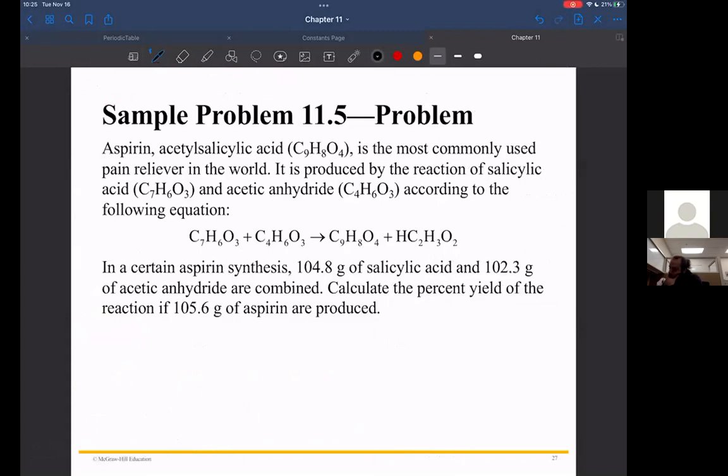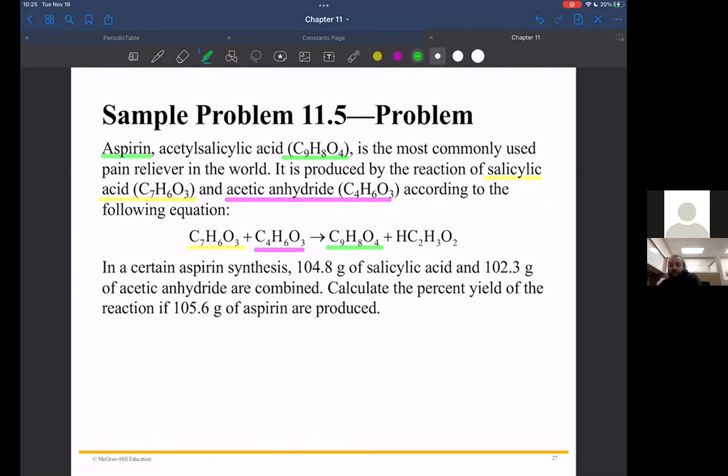So aspirin, which is acetylsalicylic acid, is the most commonly used pain reliever in the world. You can get it by reacting salicylic acid. So let's make sure we're keeping track of who's who. This is salicylic acid, C7H6O3, with acetic anhydride, that's C4H6O3, and this is what will give you aspirin, C9H8O4.